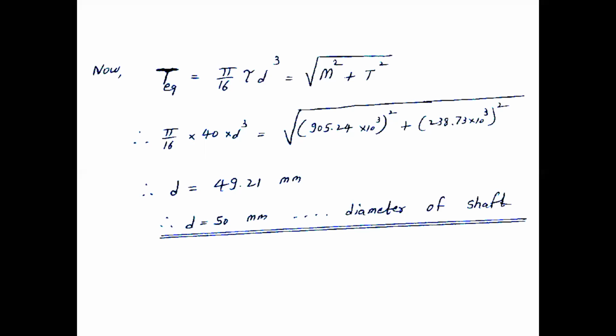In this way we can find the diameter of the shaft. This problem is asked for almost 16 marks. If you find diameter d equal to 50 mm, you will definitely get the full marks of 16. So this completes our one problem on shafts, which was asked in the 2019 exam.